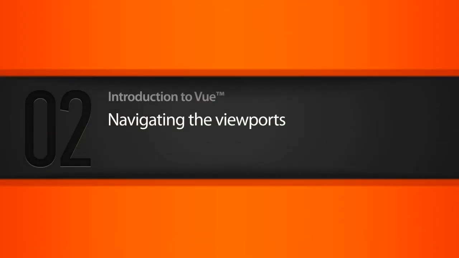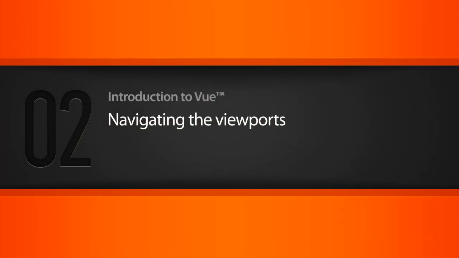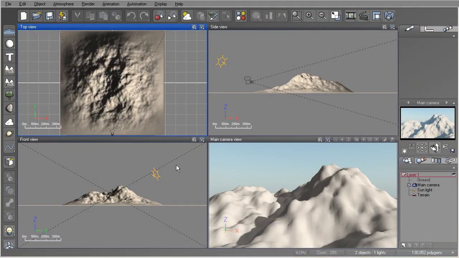How to work inside of the 3D views in Vue Extreme. Alright, so let's jump right into learning how to navigate inside of our viewports. Now the top, side, and front viewports are our orthographic views, and they are navigated a little bit differently than the main camera view. So to get started, let's learn how to pan in the top, side, and front view.